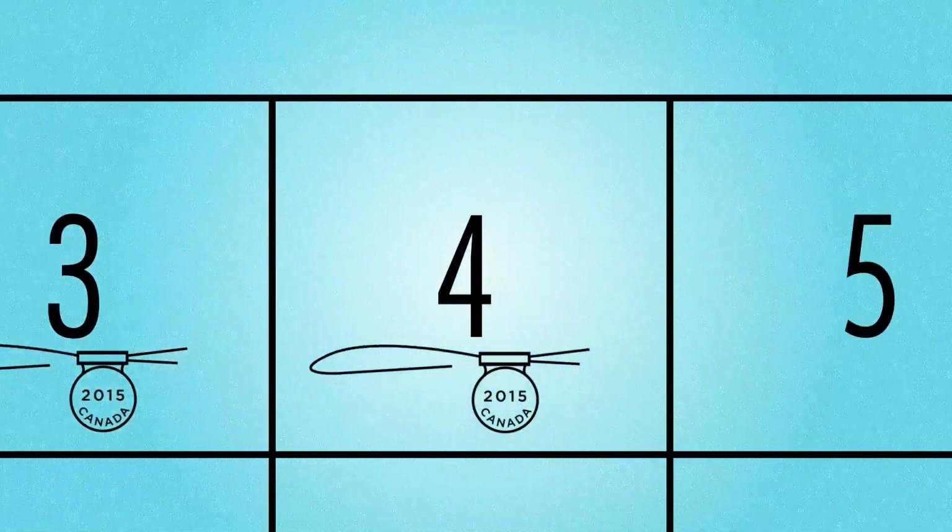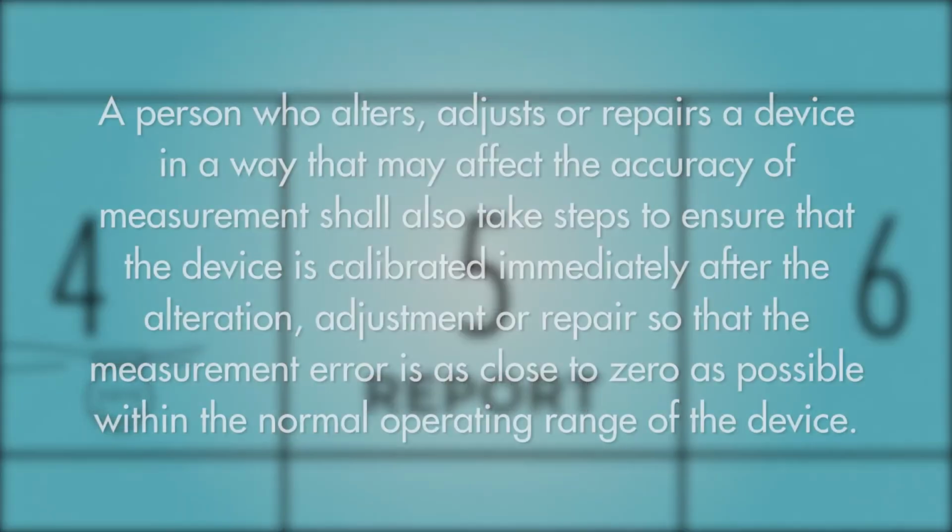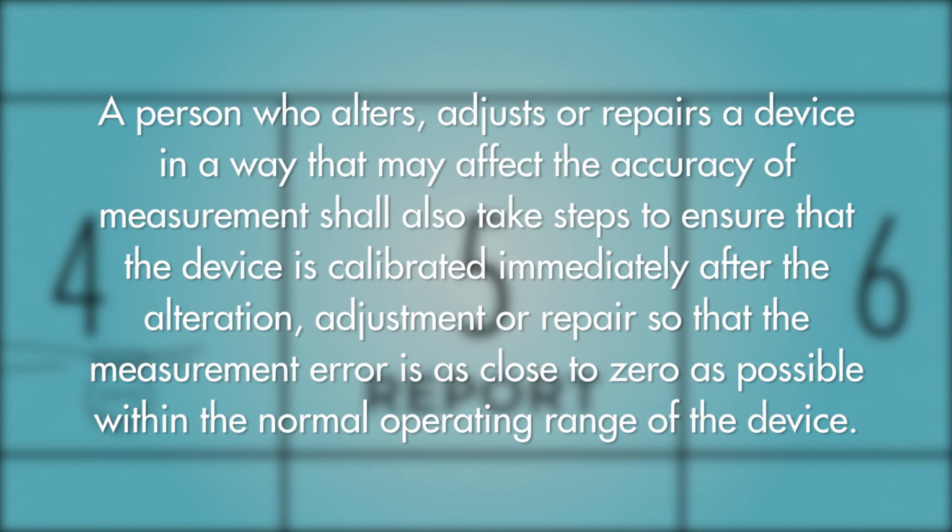Section 35.1 of the Weights and Measures regulations states that a person who alters, adjusts, or repairs a device in a way that may affect the accuracy of measurement shall also take steps to ensure that the device is calibrated immediately after the alteration, adjustment, or repair, so that the measurement error is as close to zero as possible within the normal operating range of the device.